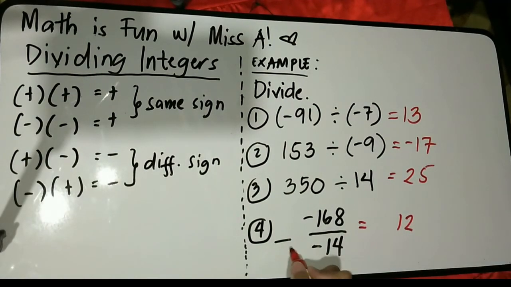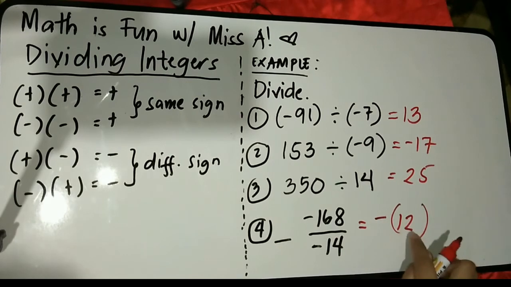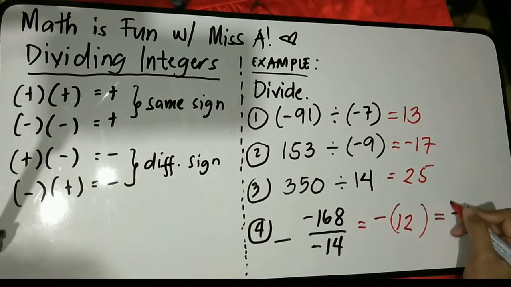However, let us not forget na meron tayong negative sign dito sa unahan ng ratio natin. So, this will be, may negative ka pa dyan. Therefore, you have negative times positive, so your final answer is negative 12.